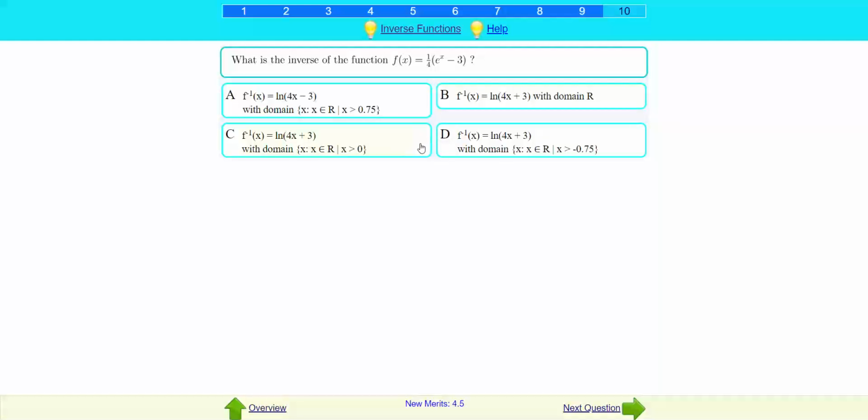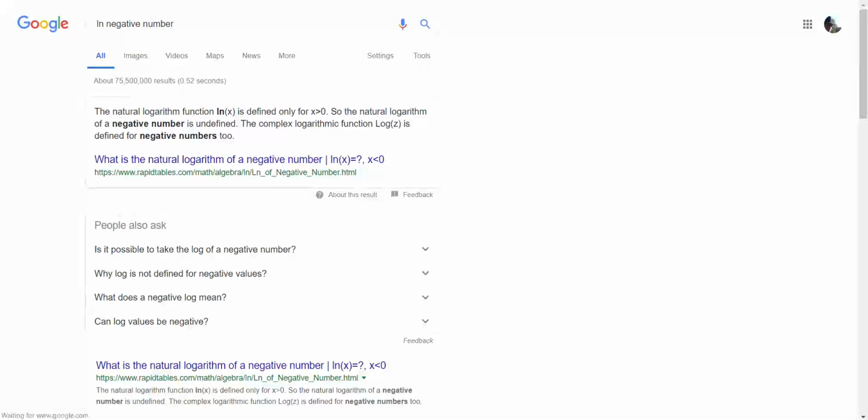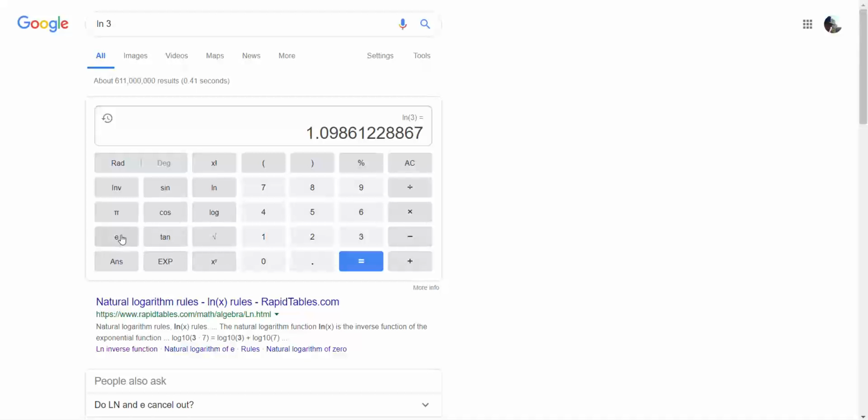So we're left with C or D. If greater than 0, so 4 plus 3, that's like 7. But what if you apply a value here that you want to go back to? So if we try to apply e to the power of x, like e to the power of, say, 1, it's like 2.7.